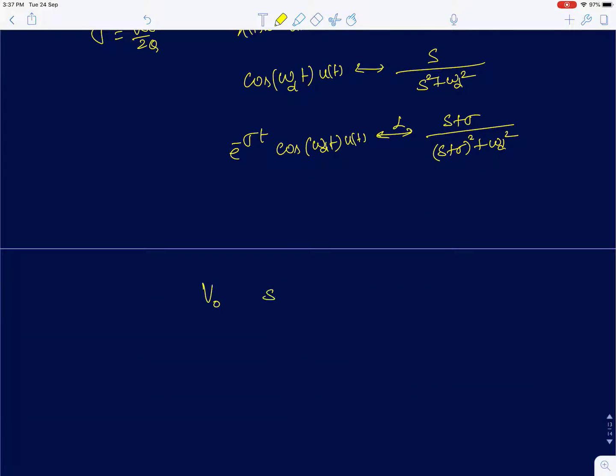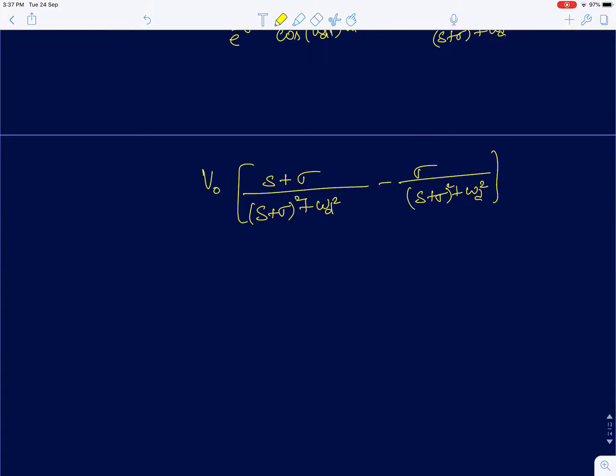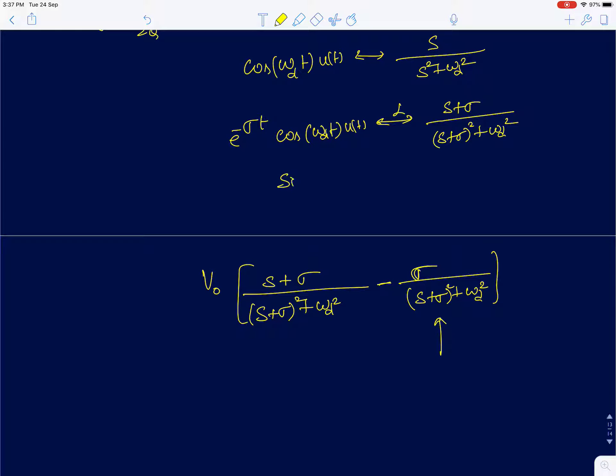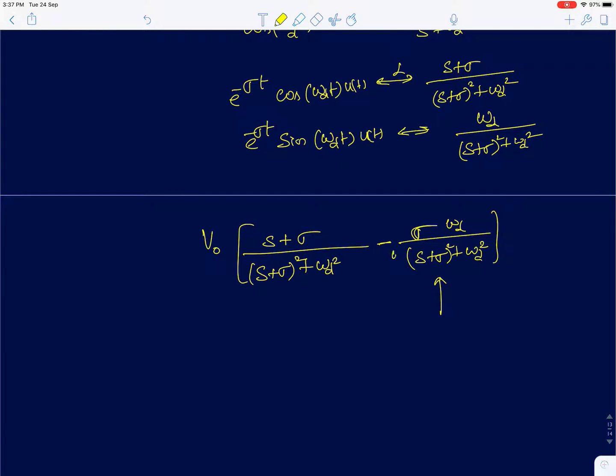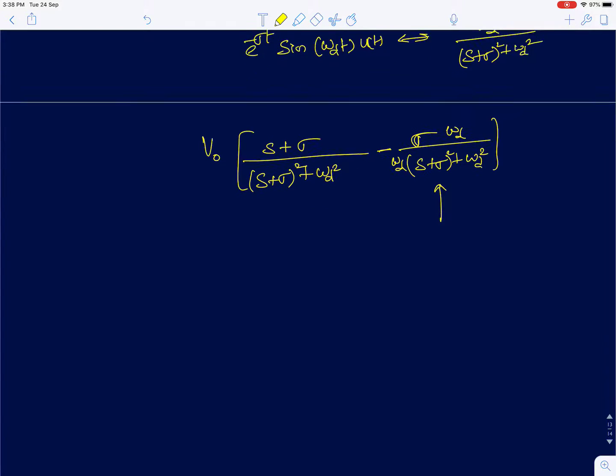So now what I'll do is I'll just add plus sigma and then I'll subtract sigma, so you will actually get the expression in this term. Now sigma is nothing but omega naught by 2Q. And this term here looks like a sine wave. If I have sine of omega d t into u of t multiplied with e power minus sigma t, the Laplace transform is going to be omega d by s plus sigma the whole square plus omega d square. So I'll just multiply and divide by omega d here. After this I'll take the inverse Laplace transform.